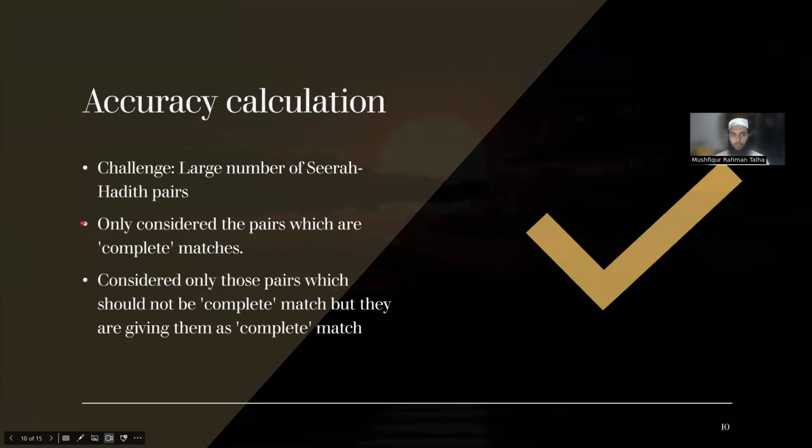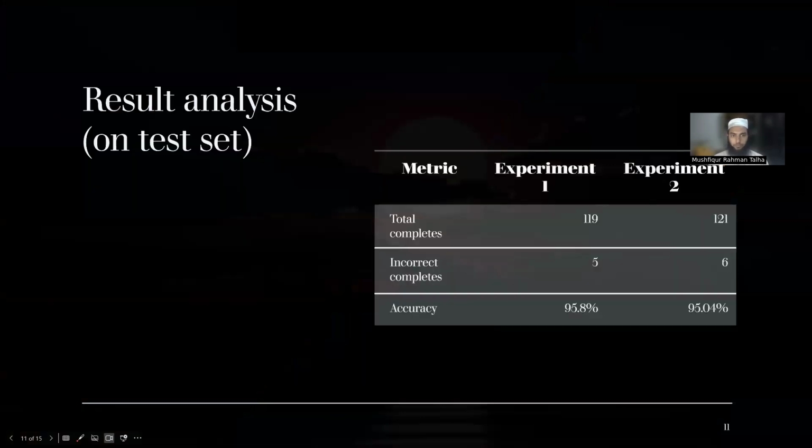Finding an accuracy calculation metric was also a bit of a challenging task, because we couldn't find the accuracy for all of the match types. We only considered the complete matches, since we could verify all the complete matches but not the other matches. So we defined the anomaly of these complete matches, such as those that shouldn't be complete, but the LLM gives the output as a complete match.